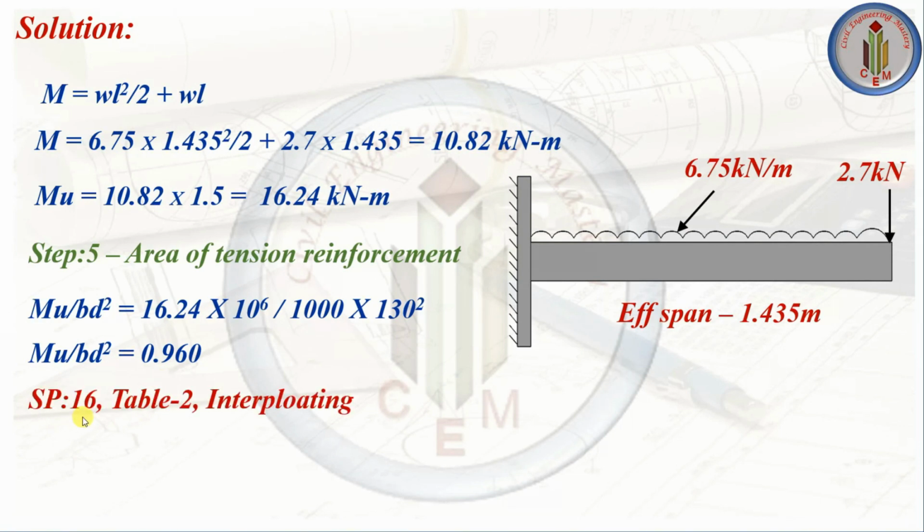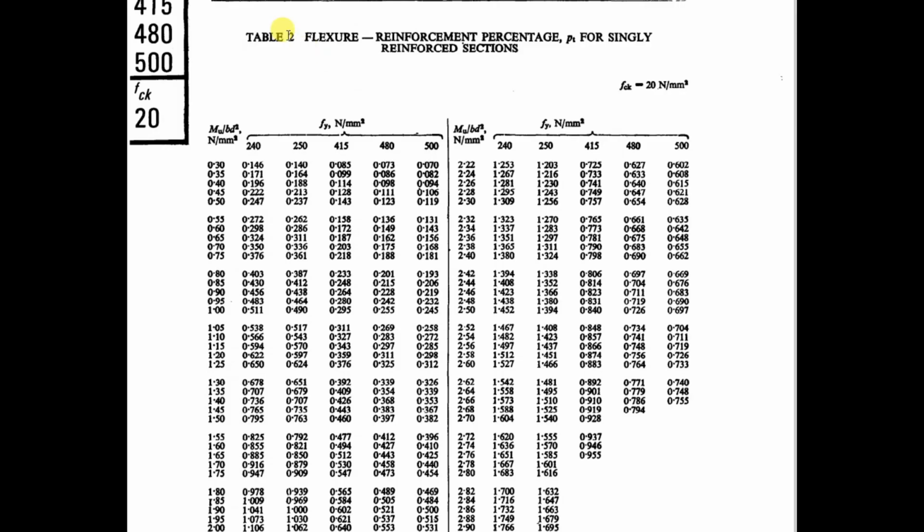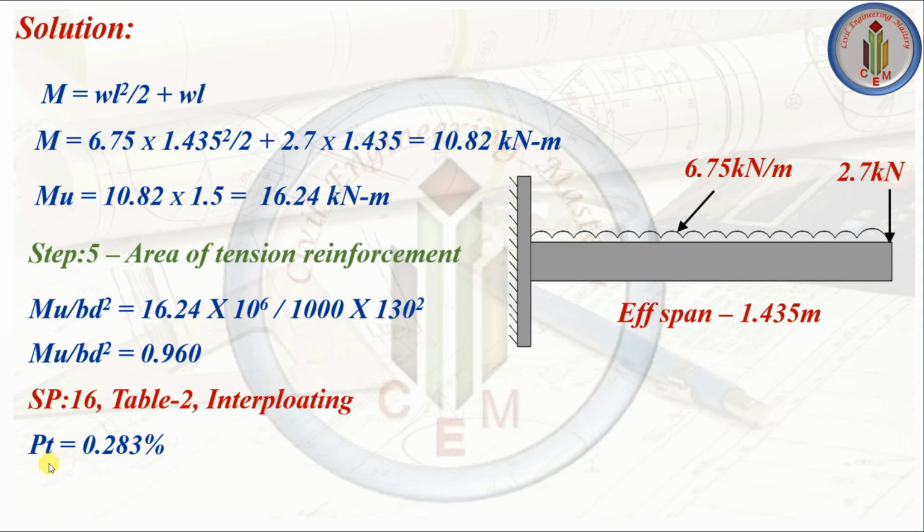Using SP16 Table 2 we need to find out the percentage of steel. Table 2, fck 20 and steel grade 415. So we need to find out the reinforcement percentage for the calculated Mu by bd square value, which is 0.960. Here 0.95 and 1 are given, so we need to interpolate between these two values and then find out the percentage of steel. So 0.280 and 0.295. After interpolating we get the percentage as 0.283 percent.